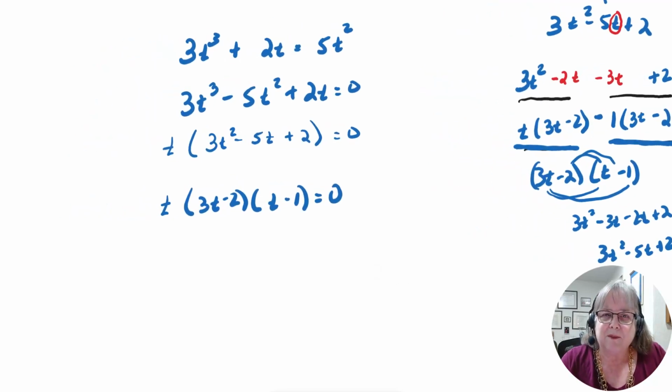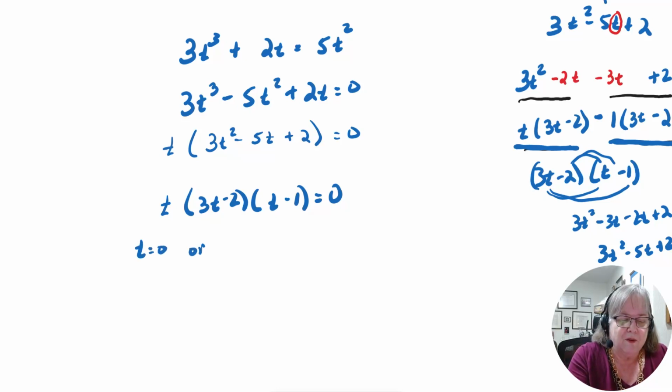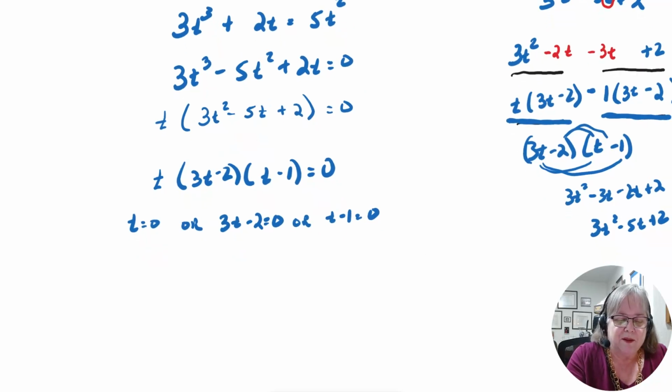And that principle about multiplying things together to get 0 works even if you have 3 or more things. So if these 3 things multiply together to get you 0, either t is 0 or 3t minus 2, I keep wanting to leave that minus off. See, I told you I could drop it, is 0, or t minus 1 is 0. That's supposed to be an or. All right, so t is 0 is already done. 1 down.